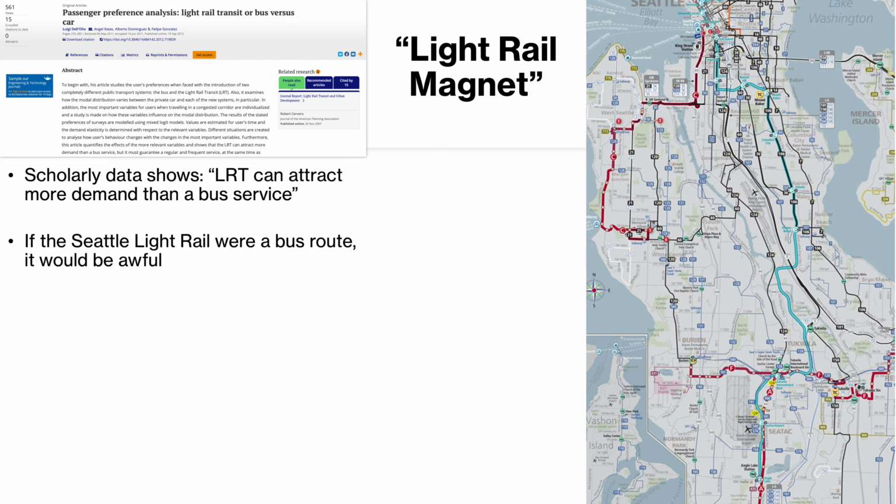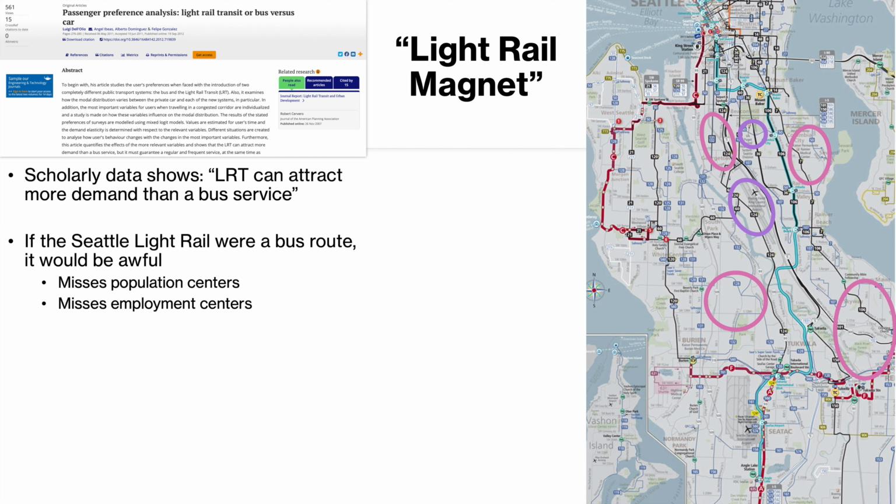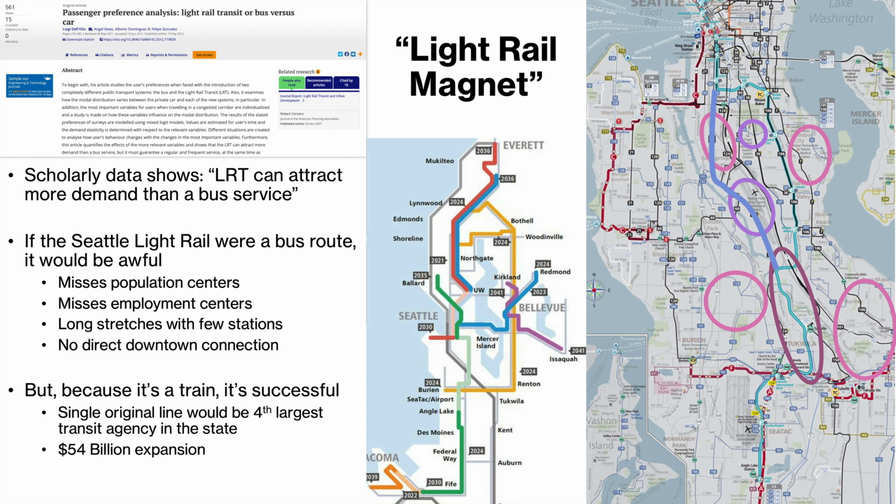And to demonstrate this, I'm going to use the Seattle Light Rail, with which I'm most familiar. If it was a bus route, it would be absolutely awful, in part because it misses all of the major population centers, it misses all the major employment centers, it has a long stretch without any stations at all, and then it also doesn't have a direct route into downtown. But because it's a train, people actually love it. The initial starter line, opened in 2009, was so successful that it alone, a single line, would have been the fourth largest transit agency in the state by ridership.